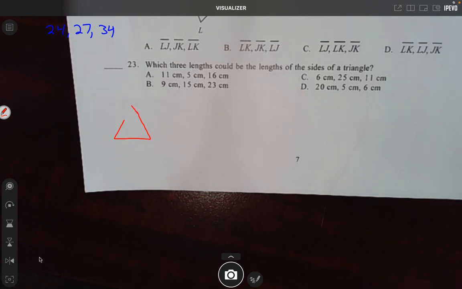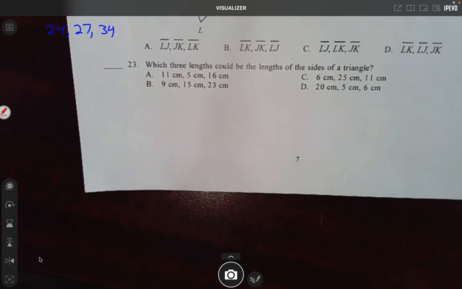So the two smaller sides have to add up to be longer than the third side. If they don't, that's what your triangle looks like. I did it the wrong way. Okay, so let's look at A. What's 11 plus 5? 16. I just picked my two small sides. Is 16 bigger than 16? No. All right, what are my two small sides here? 9 and 15. What is 9 plus 15? 24. Is 24 bigger than 23? Yes. So it's B. So your two small sides have to add up to be longer than the other side.